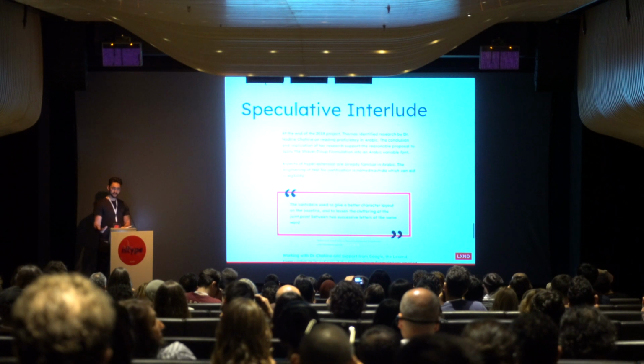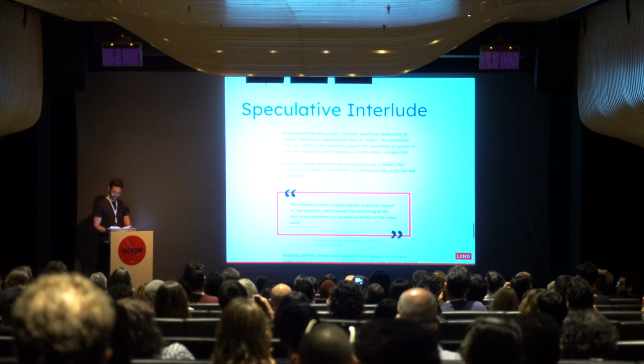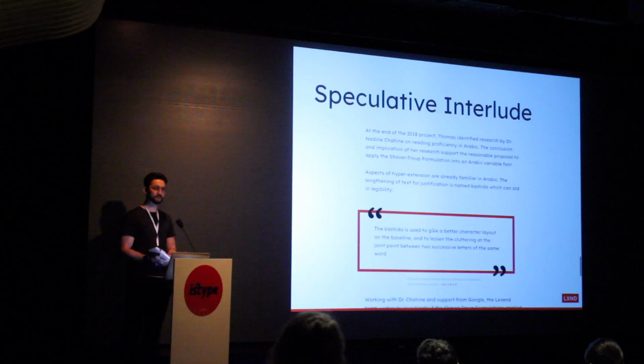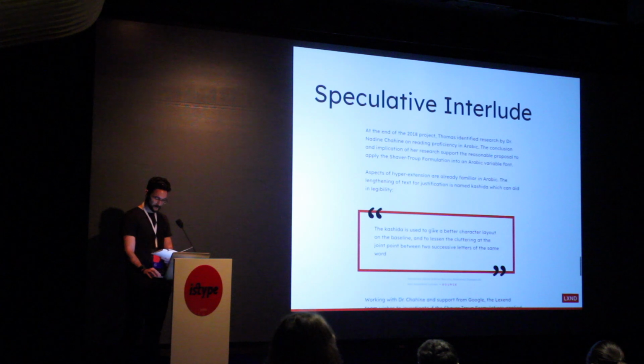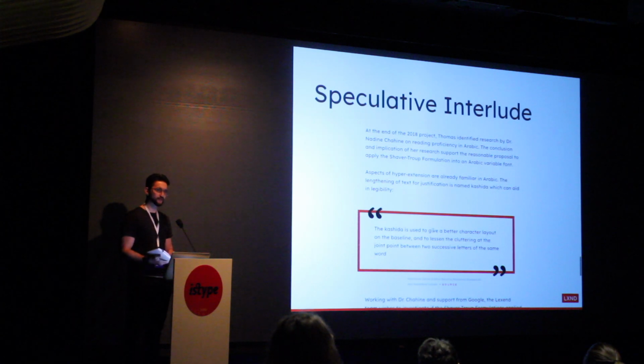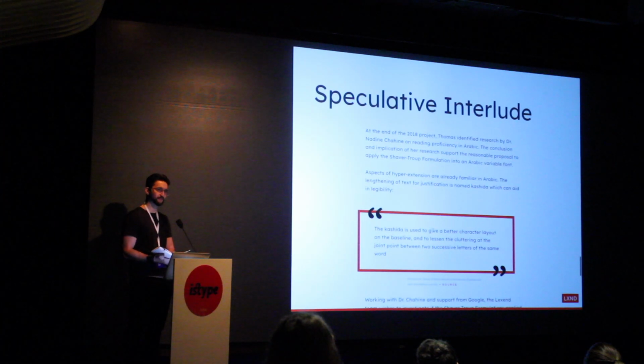While I was working on the Lexend series as the principal type designer on it, I was researching other languages and other scripts for reading proficiency, and I noticed Dr. Nadine Shaheen's dissertation on reading proficiency for Arabic. And after speaking with her, and noticing very strong correlations in her results and conclusions as well as what the Lexend series was doing, I proposed to apply the Shaver-Troup formulation to the Arabic script. And while, as I said, this does not have the same degree of rigor of argument as I just had for the Latin, I do have an analogical reasoning for making this proposal.